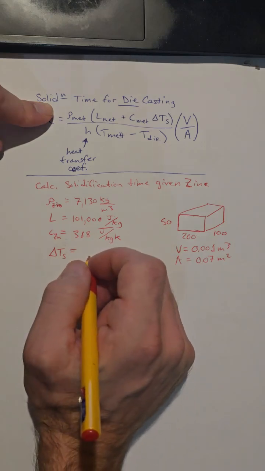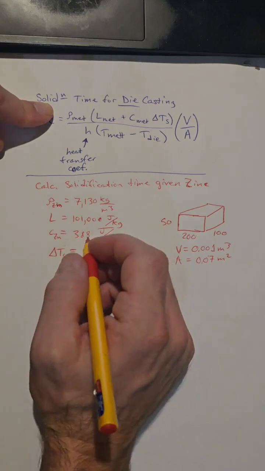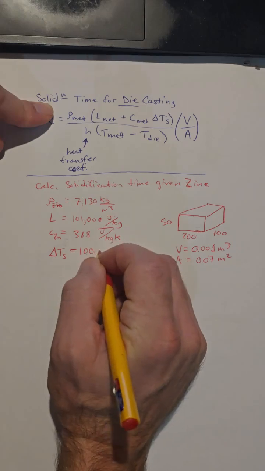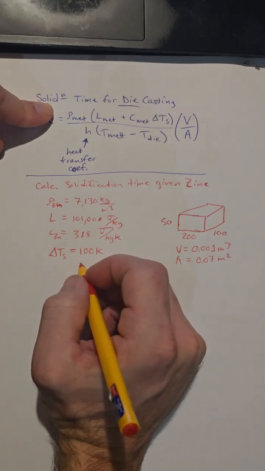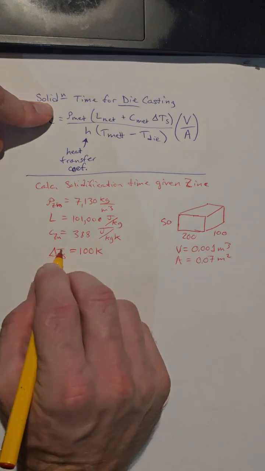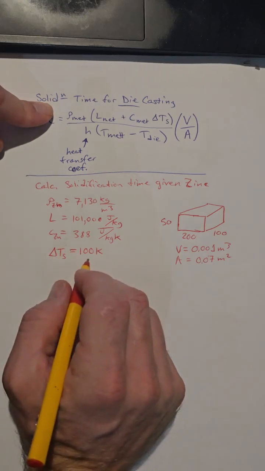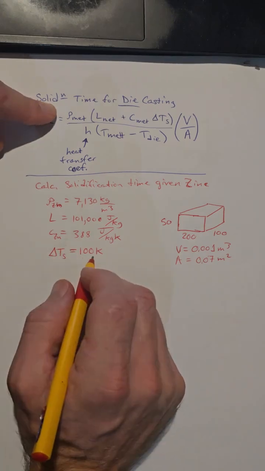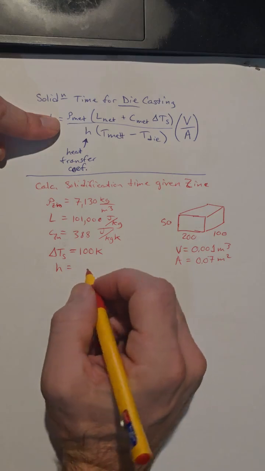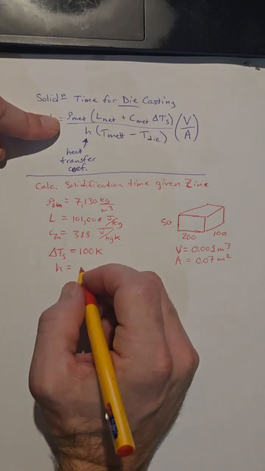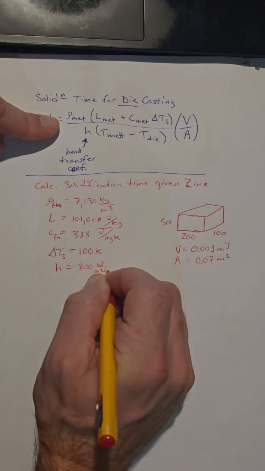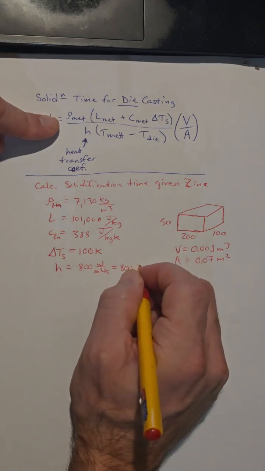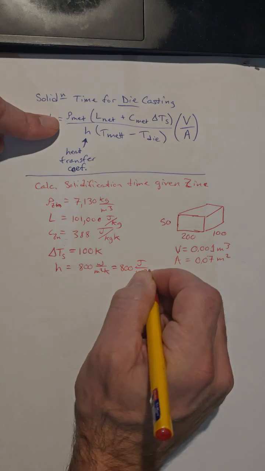We need to decide for our problem what's going to be the superheat. I'm going to keep it the same as I used for the sand casting. So that's the pouring temperature minus the melting temperature would be the superheat. So it's liquid. That's how long it takes before it hits the solid. 100K is what we're going to assume. Then our heat transfer coefficient for this die casting process, we're going to use 800 watts per meter squared Kelvin. So that's same as 800 joules per second meter squared Kelvin.